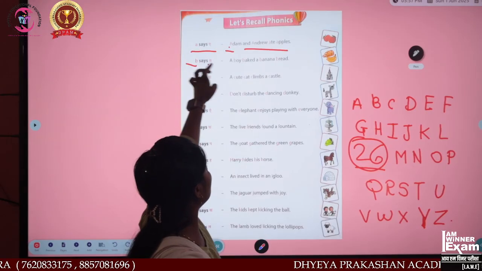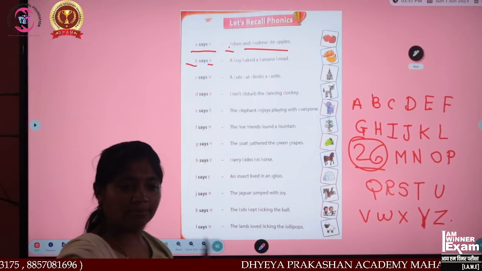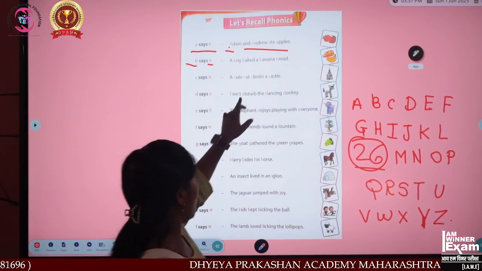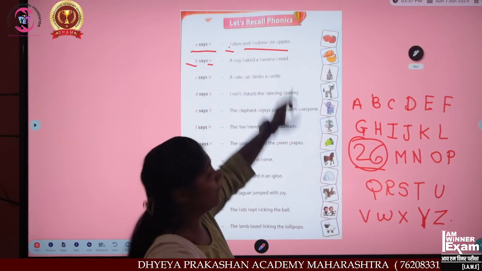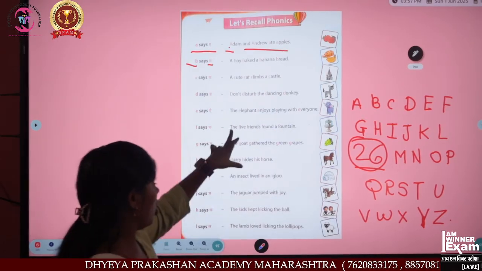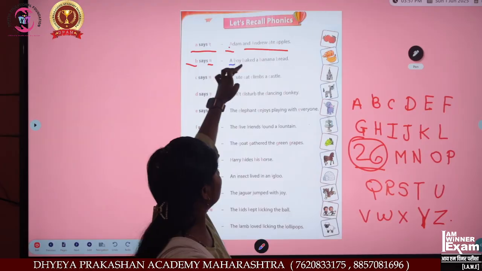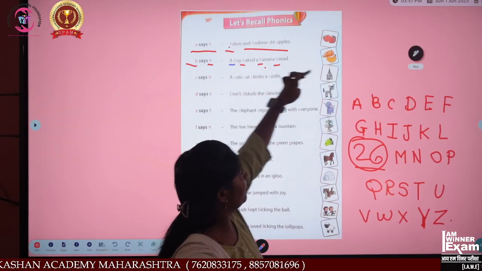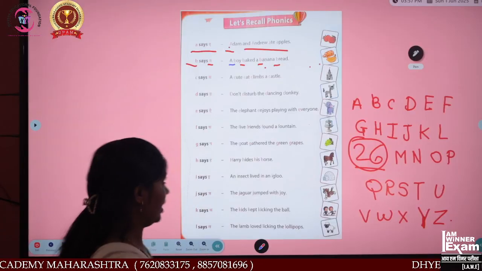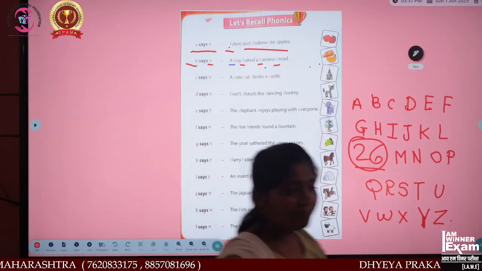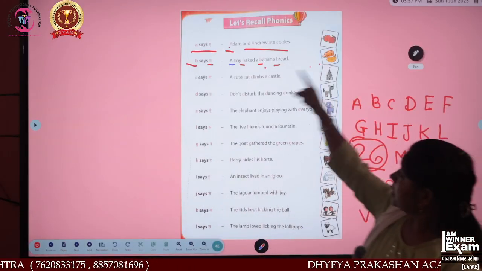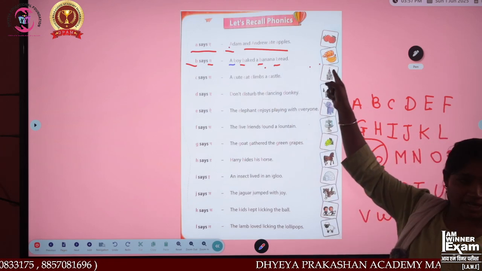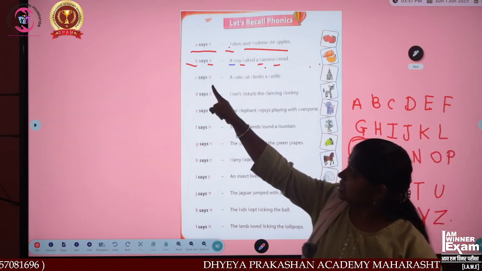B says B. A boy baked a banana bread. B says B, banana.